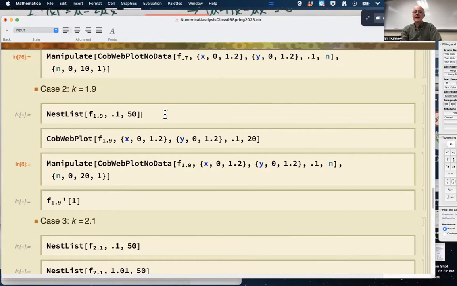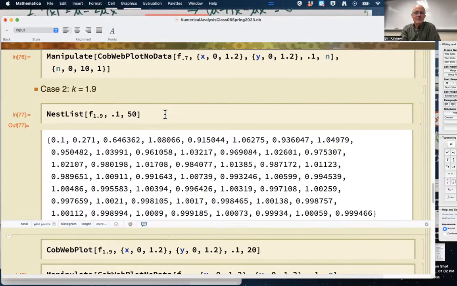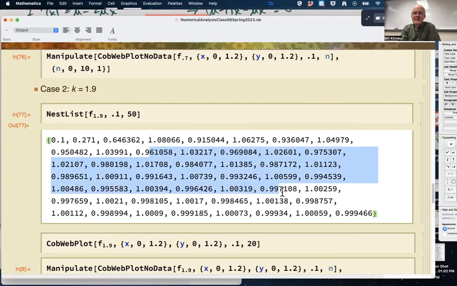What about k is 1.9? So this is close to 2. We're heading toward 1, but now it's oscillating. It's no longer a monotone sequence. It's oscillating. I mean, it's monotone and increasing at first.